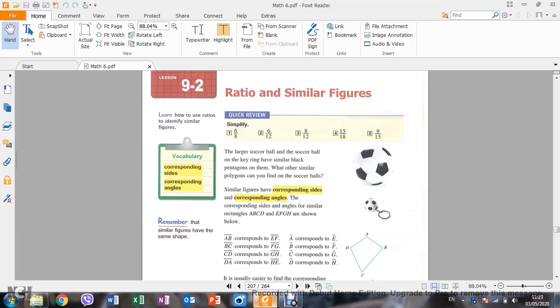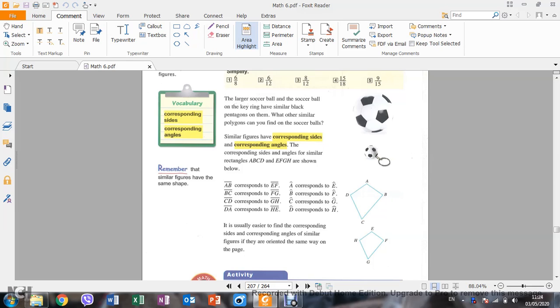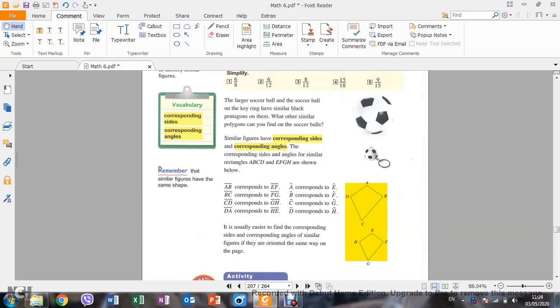Okay, first we study corresponding sides and corresponding angles. Similar figures have corresponding sides and corresponding angles. If we have two similar figures together, for example, these two figures, they are like each other in this shape. Similar figures have the same shape. So we have these two figures.